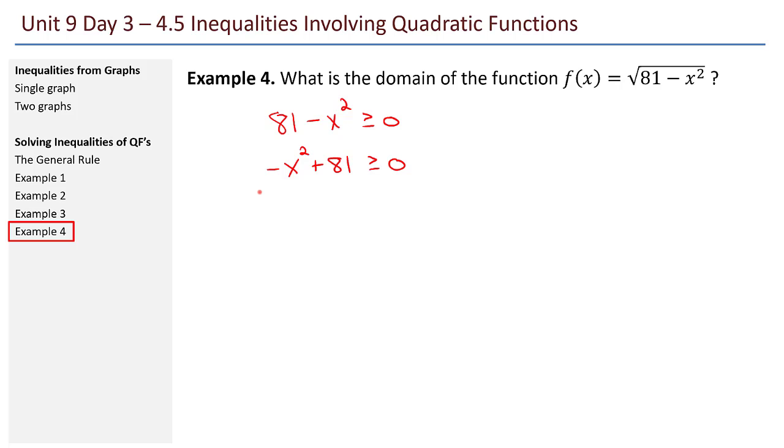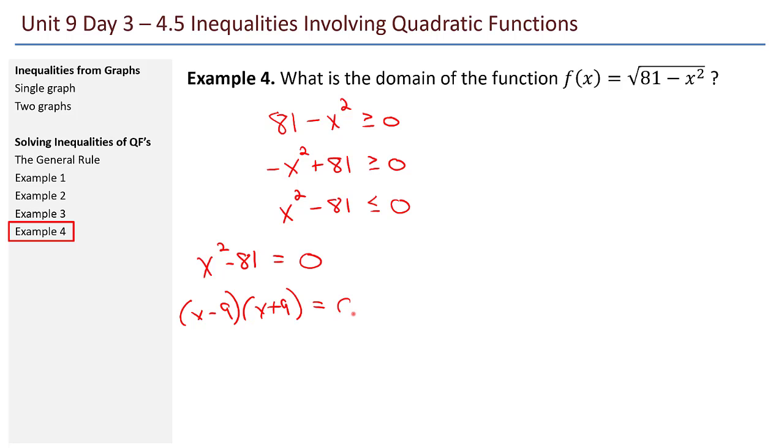Let me multiply both sides by -1. X squared minus 81 is less than or equal to 0. Now it's in the form I like. Let's solve this for equality. X squared minus 81 equals 0. Well, that left-hand side factors. X minus 9, x plus 9. And so my two solutions are x equals 9 or x equals -9.